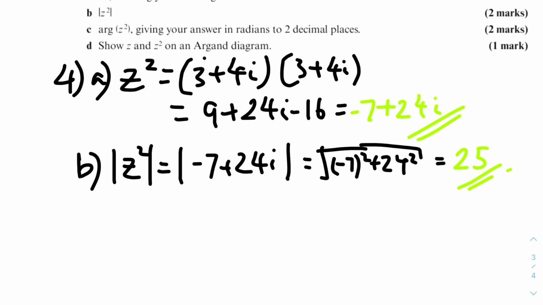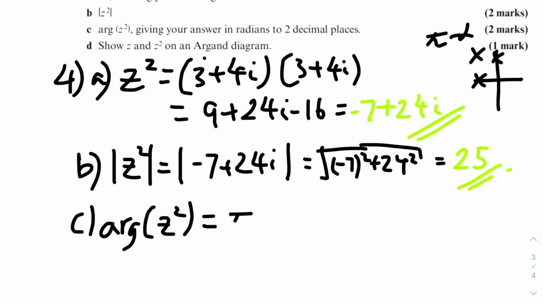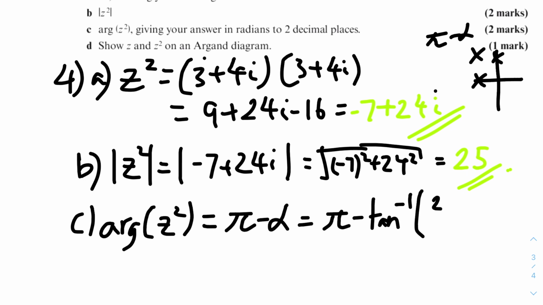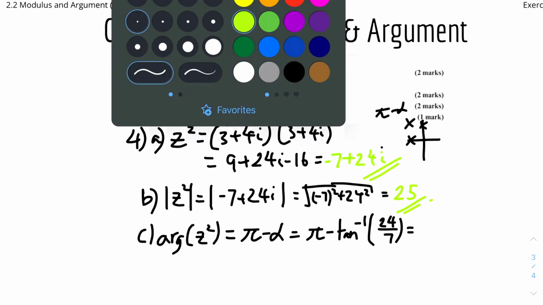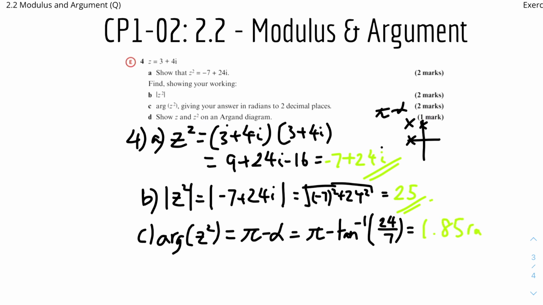Find arg z squared, giving your answer in radians to 2 decimal places. This is the point of z squared. Let me just plot it out. It's basically minus 7 around here, and 24 around here, and we can see that it's in the second quadrant. That means the argument is just pi minus alpha, which equals pi minus tan inverse, or arctan, I'm using them interchangeably, of the y value 24 over the x value 7. Putting pi minus arctan of 24 over 7 into my calculator gets us 1.85 radians, and that's the answer.